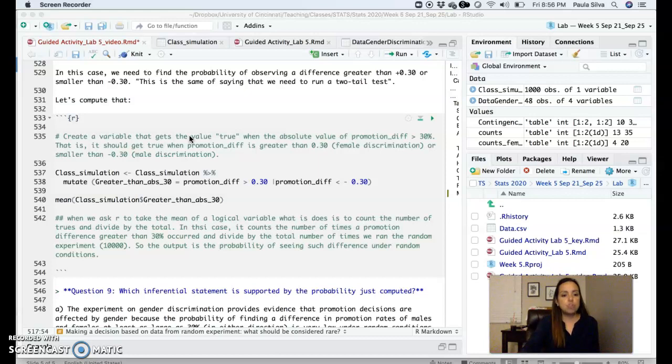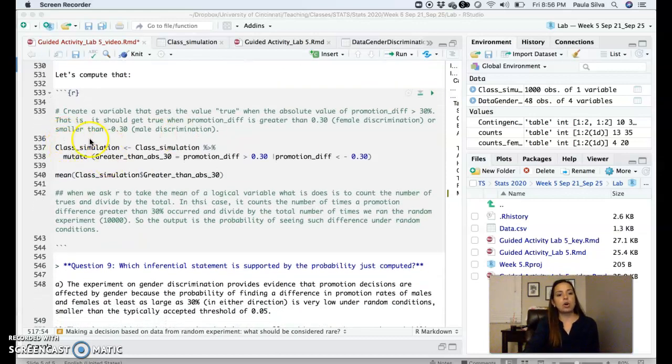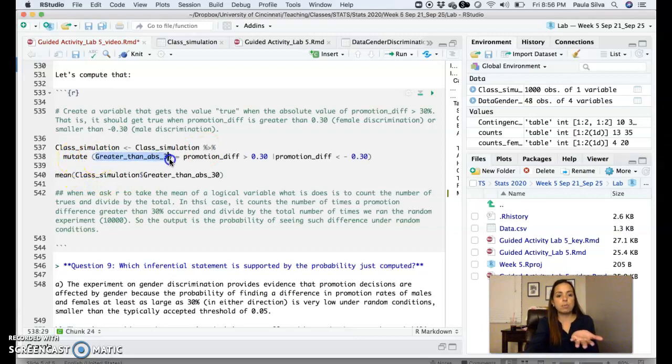So we have our data on a data set called class simulation. We're asking R to open it up, look inside of there, and mutate that data set and create a new variable called greater than absolute 30, which means we're going to put true if you have a promotion difference that's greater than 0.30, or, this is an OR operator, promotion differences that are less than negative 30. So we're trying to get both extremes.